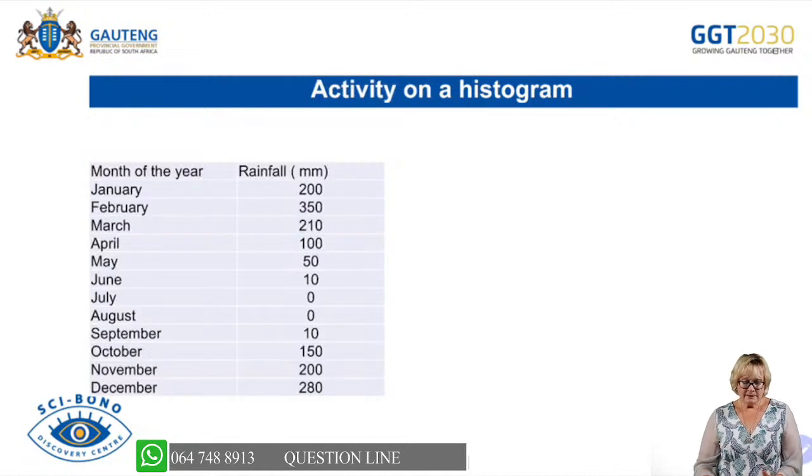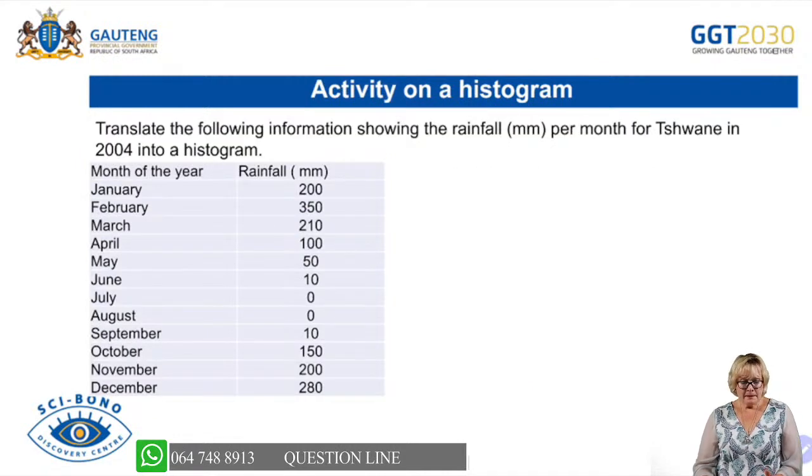And then there's an activity on a histogram. Translate the following information showing the rainfall in millimeters per month for Tshwane in 2004 into a histogram. All right. So now you can see, what have they measured? They have measured the rainfall. And what is important is, because this was measured, then you must know that this is your dependent variable.